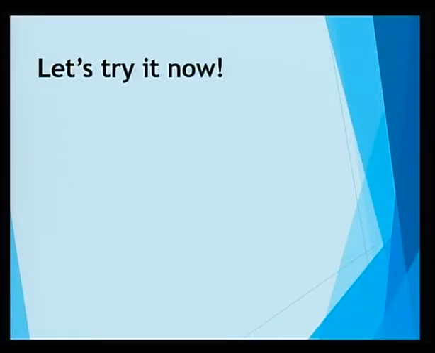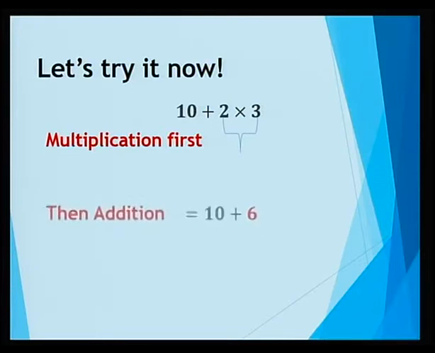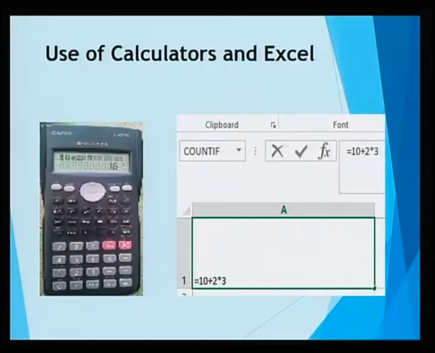Now, let's try the exercise: 10 plus 2 times 3. Let's apply BODMAS. BODMAS says first we have brackets. We don't have brackets in that. But what do we have? We have addition and multiplication. Therefore, multiplication comes before addition. So we'll do 2 times 3, which is 6, and 6 plus the 10, which will be 16. So, who was right? Was it Vic or Meg?